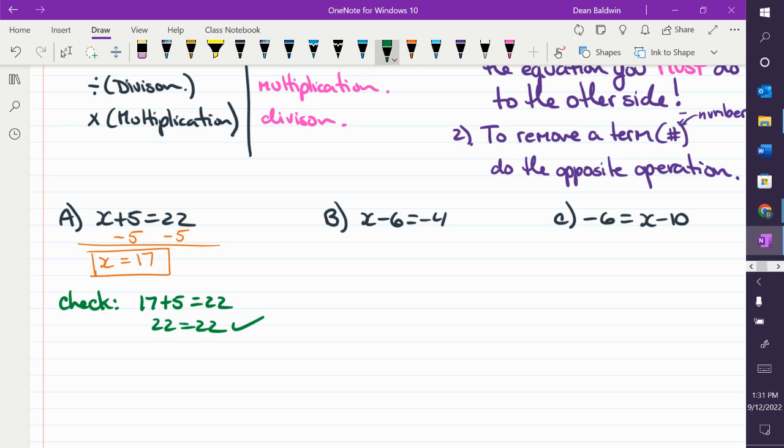All right, B. X minus 6 is equal to negative 4. I need x by itself. How do I get rid of the negative 6? You add it, right? You add positive 6 to both sides. So plus 6, plus 6. Negative 6 and positive 6 is no more 6's. What's negative 4 plus 6? Positive 2, right? That's the integer stuff we did last week.